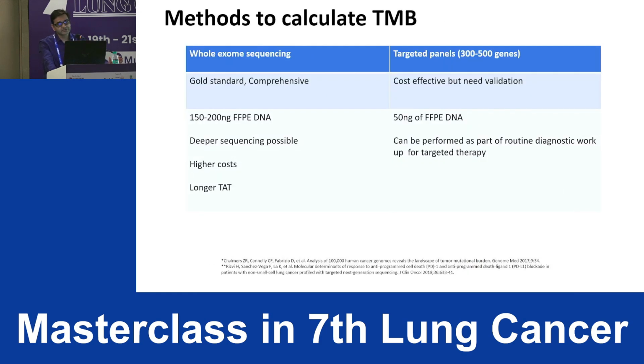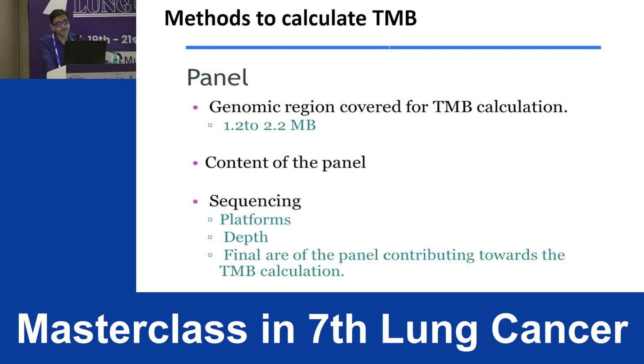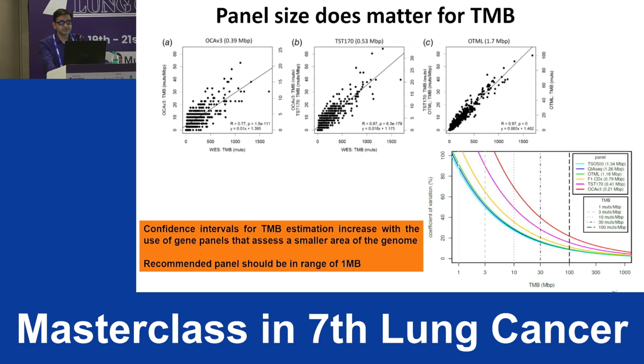And there are two methods by which we can report the TMB. One is whole exome sequencing, which is practically not feasible in clinical use, so targeted panels are used. But we have to keep in mind that we should use a panel which has a minimum of 300 genes, and the panel should have a coverage of at least 1.2 to 2 megabase pairs of alterations.